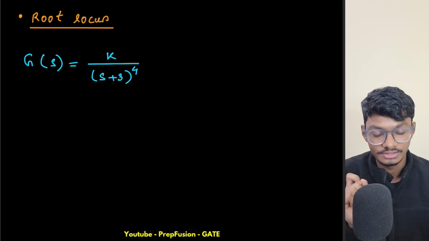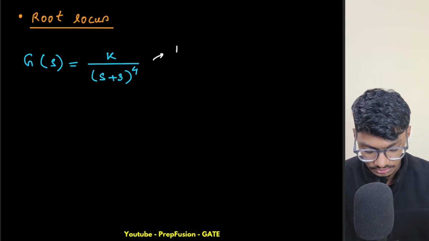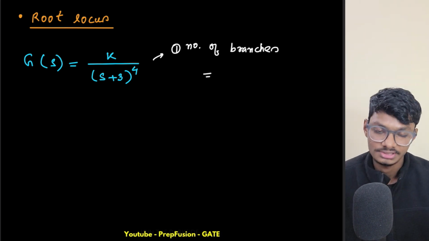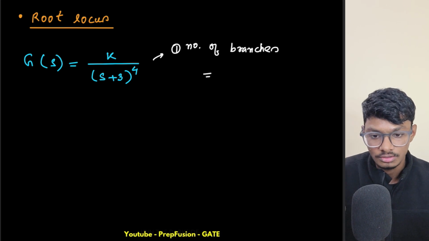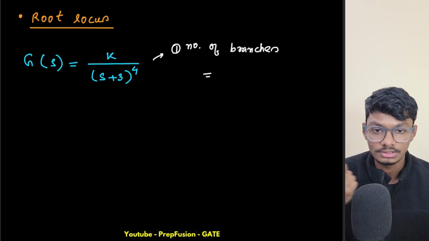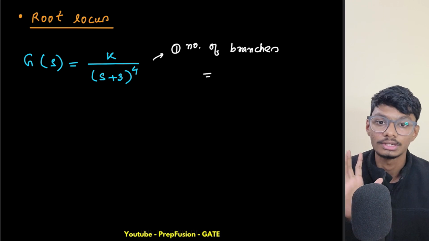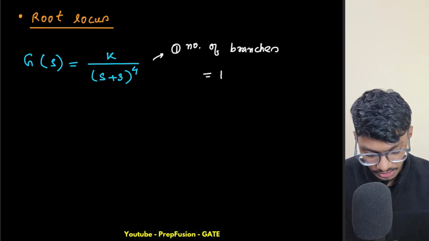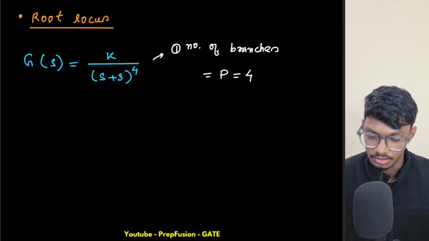So what was the first step? The first step was the number of branches. So how many branches do I have? The number of branches is equal to P if P is greater than Z, or Z if Z is greater than P. But for a proper transfer function, my P will always be greater than Z. So P equals 4, the number of poles, right?